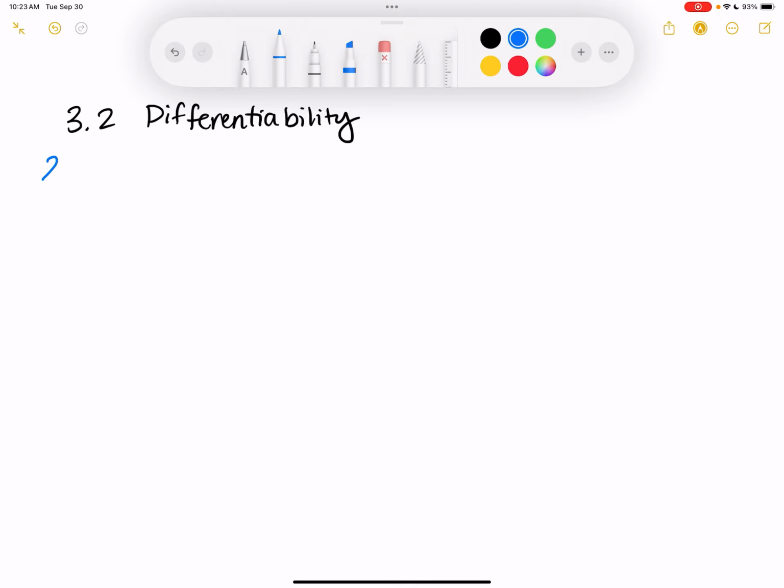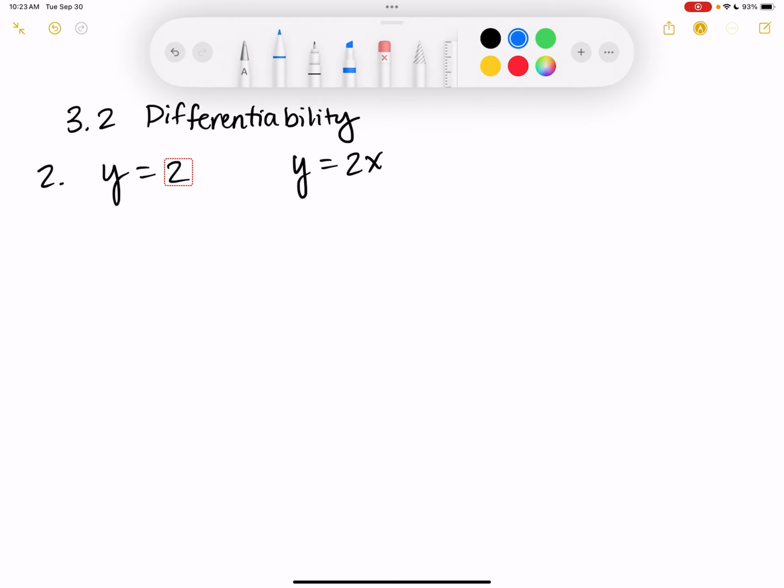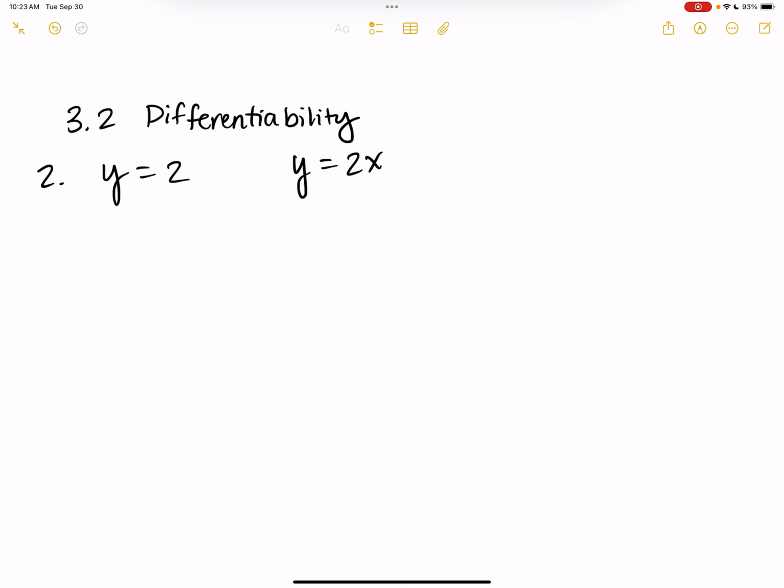So we've got y equals 2 and y equals 2x. What I'm basically doing is taking the derivative of both of these and seeing if they're equal. Essentially, if they're not, then it's not differentiable at that point, because the left and right hand limits, or derivatives, should be the same value.